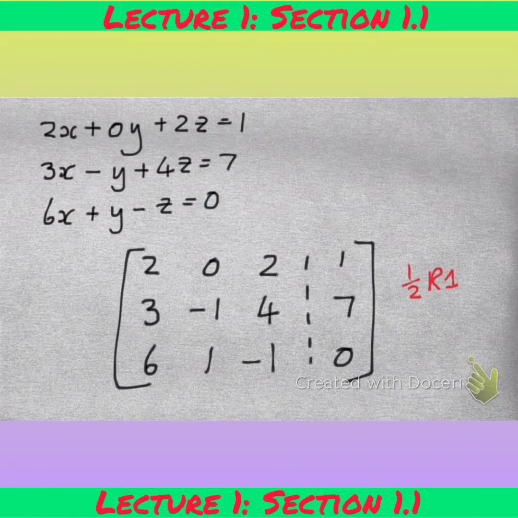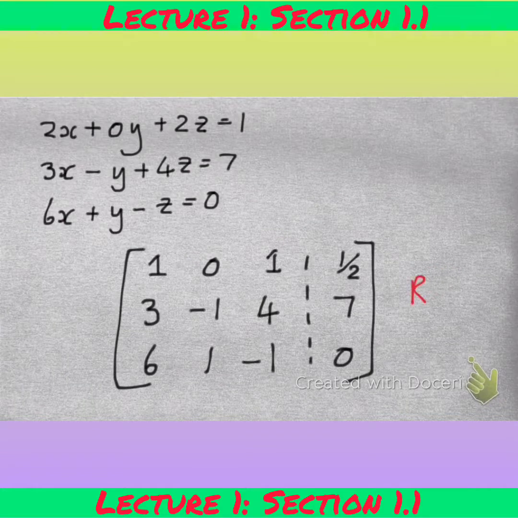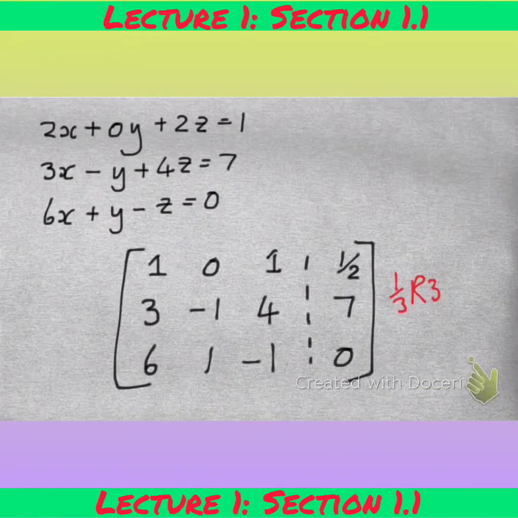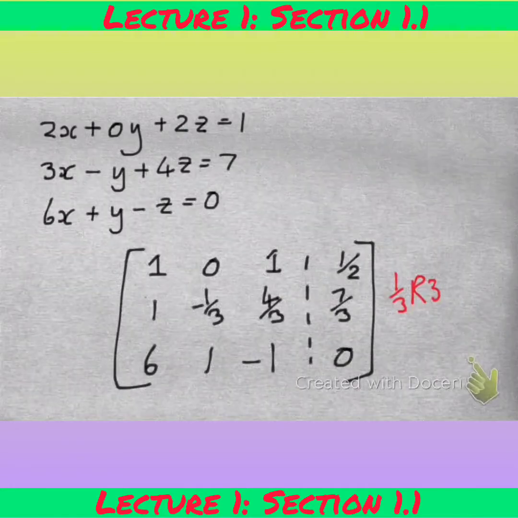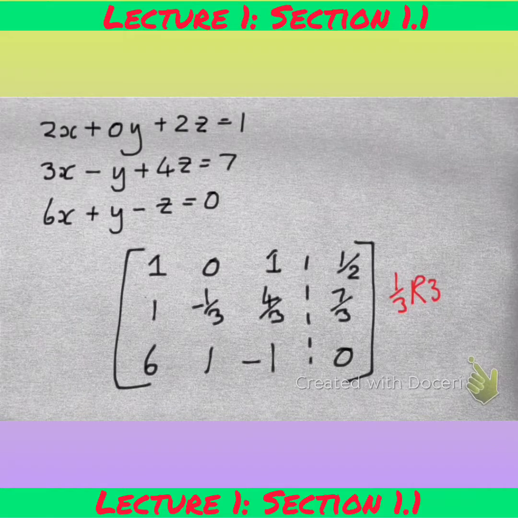Let's change the first row by multiplying through by a half. Let's just make it a little bit simpler. I prefer to work with ones. So dividing the first row by 2, the first entry becomes 1, then the third entry becomes 1, and the final entry becomes 1 over 2. Now I'm going to change the second row by multiplying through by a third. So the entries become 1, minus a third, 4 over 3, and 7 over 3.